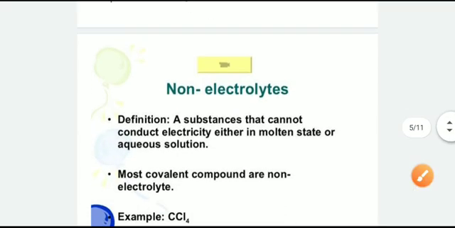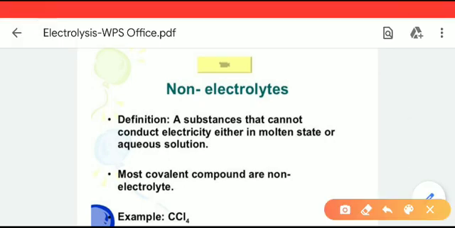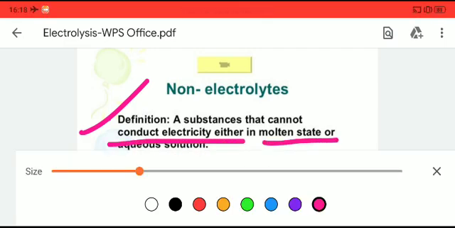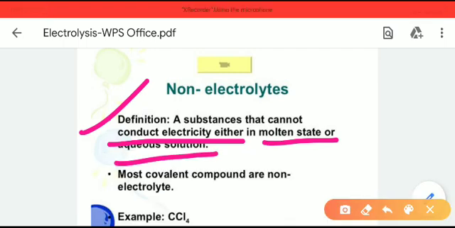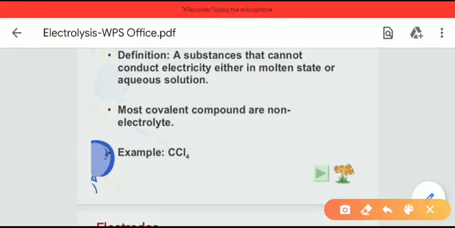So which are the non-electrolytes? Non-electrolytes are substances that cannot conduct electricity either in the molten state or in aqueous solution. Remember, most covalent compounds are non-electrolytes in nature.